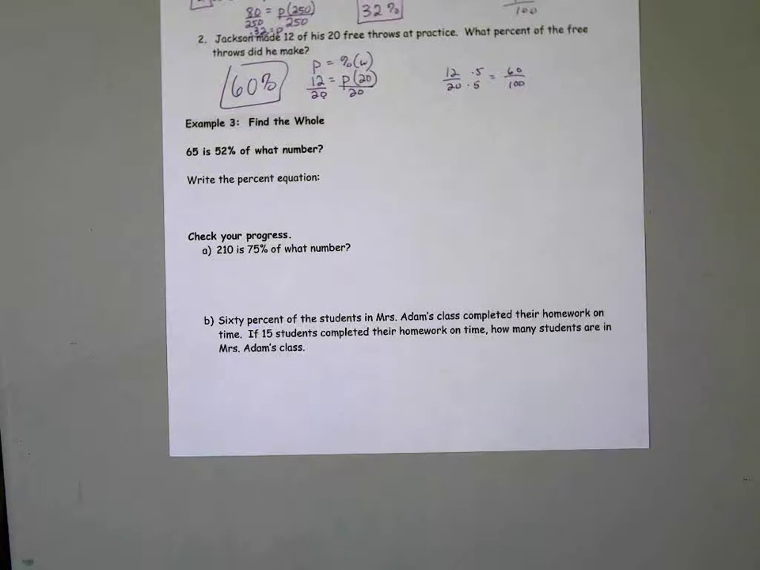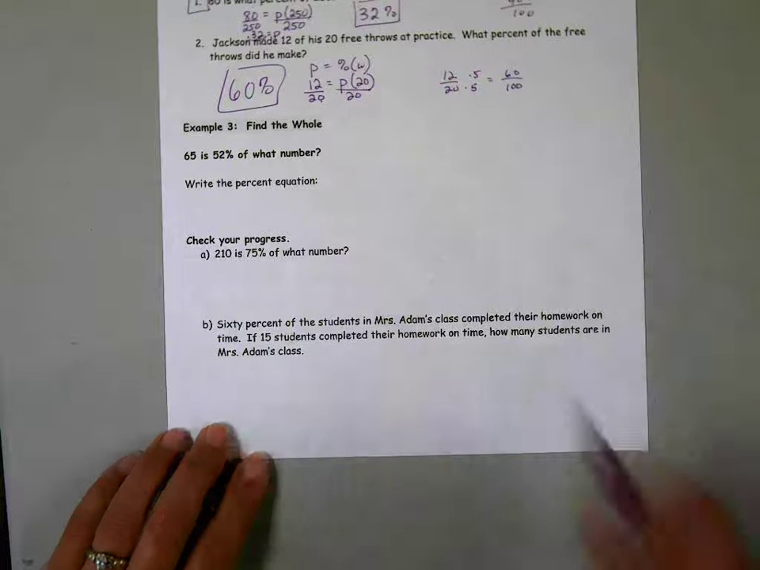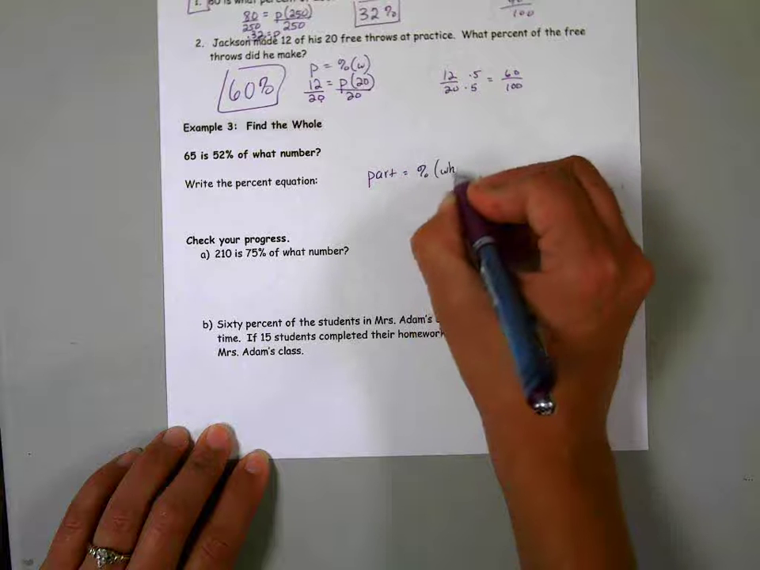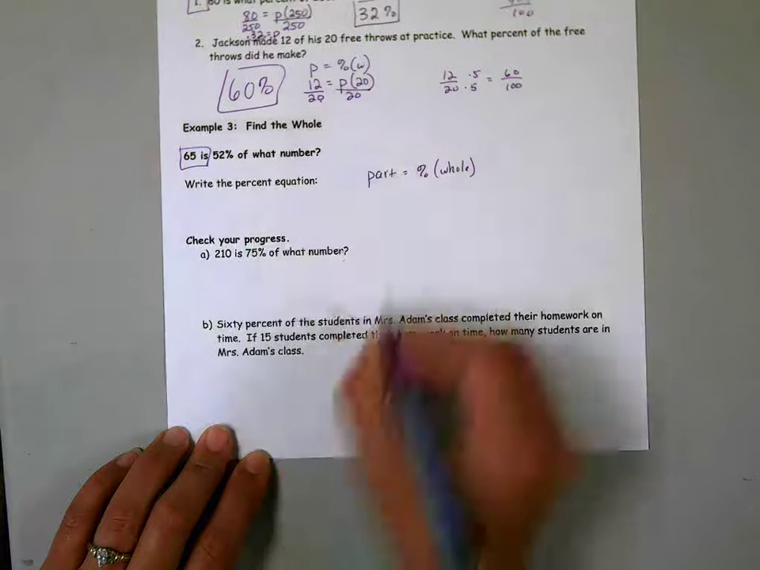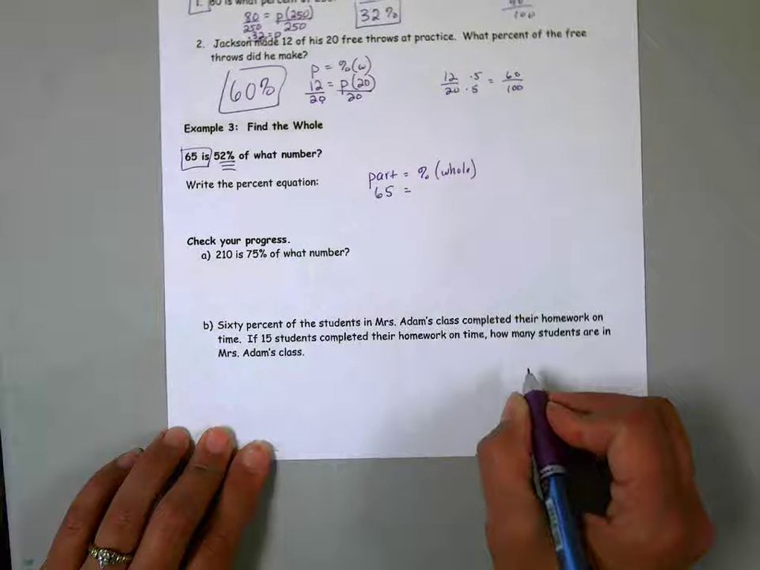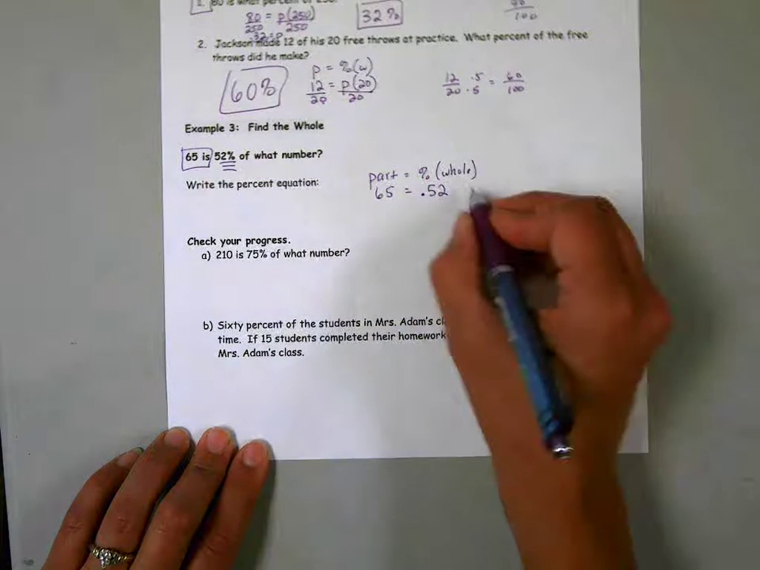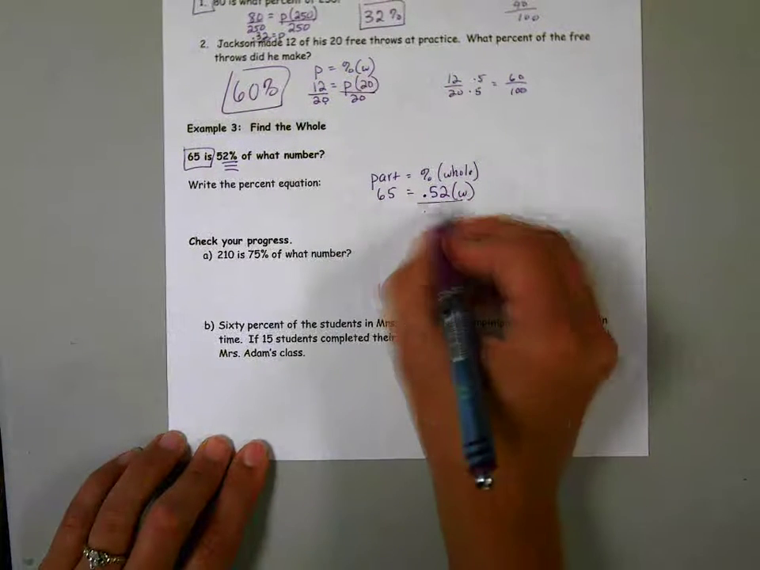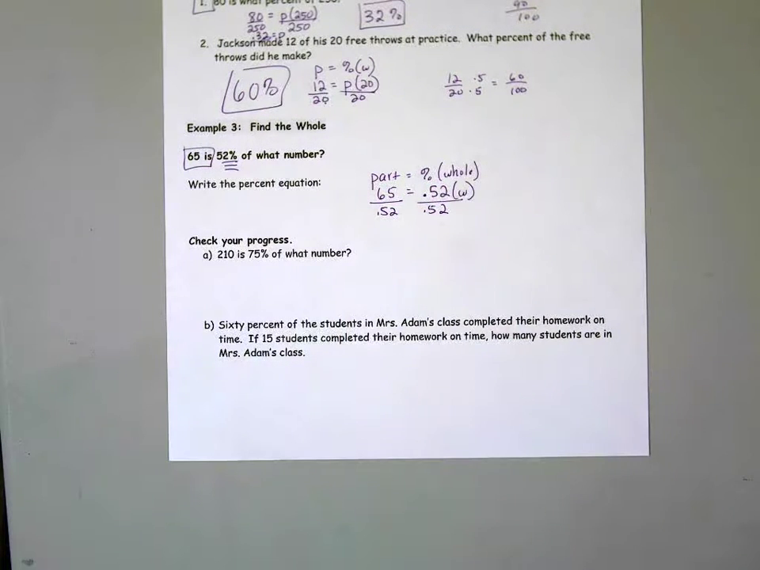Find the whole. So 65 is 52% of what number? Our percent equation is part equals percent times the whole. 65 is, that's our part, 52% is our percent, and I'll write that as a decimal, of what number? We don't know the whole. So I'm going to divide both sides by 52 hundredths.